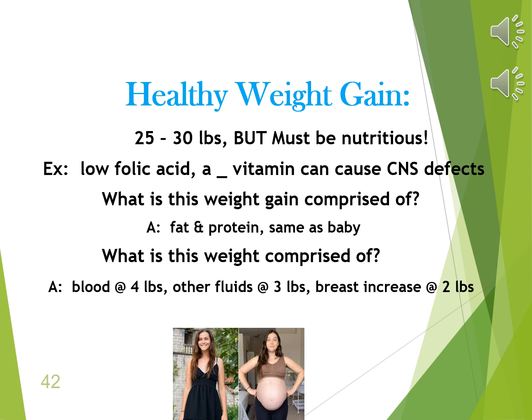For most women, a weight gain during pregnancy of 25 to 30 pounds is considered to be normal and desirable, but it must be nutritious foods. For example, if her diet, or we might say the pregnant person's diet, is low in folic acid, deficiency of one particular vitamin can cause central nervous system defects, that is, of the brain and spinal cord. Do you know which vitamin? It would be B vitamin. Let's consider what this weight gain is comprised of next.